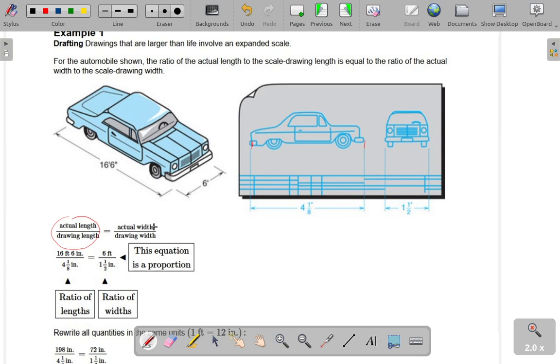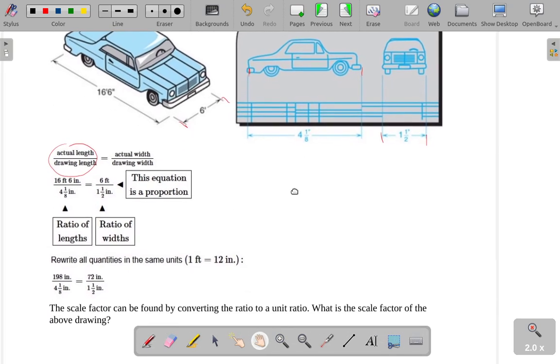This needs to be true for all the measurements. So in this case, it needs to be equal to the actual width divided by the drawing width, because this needs to be the same scale. We want this 6 feet divided by 1.5 inches to be equal to that same scale as well.